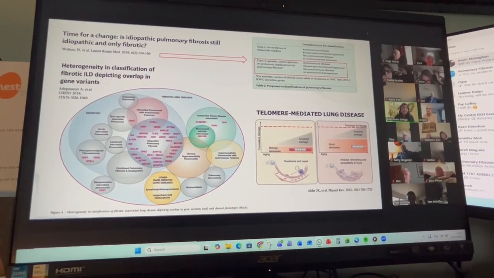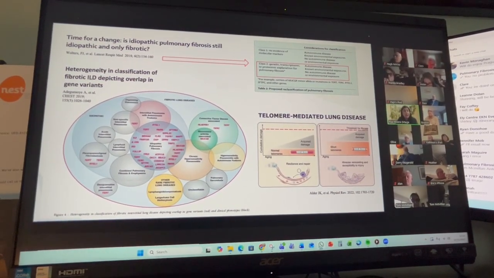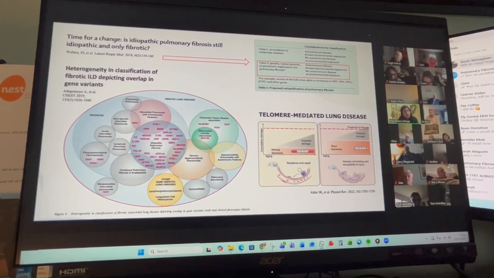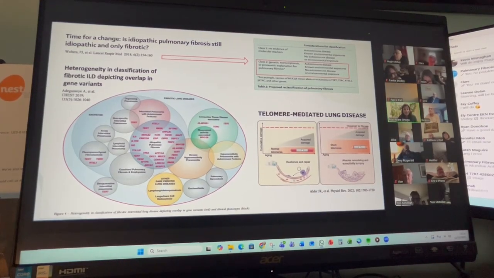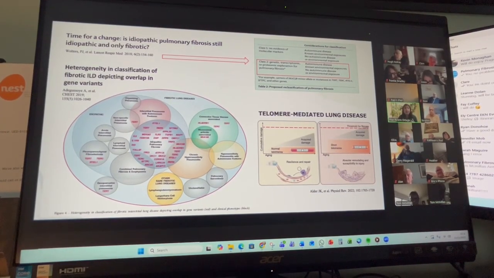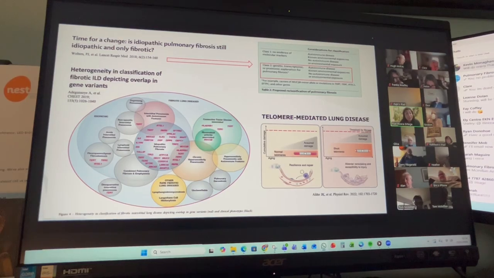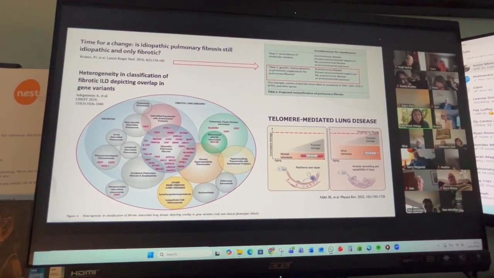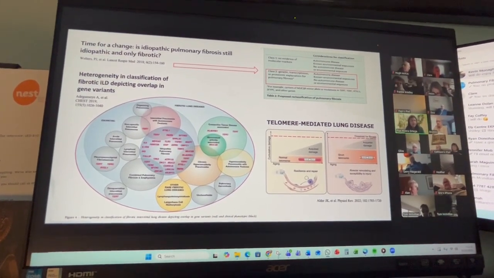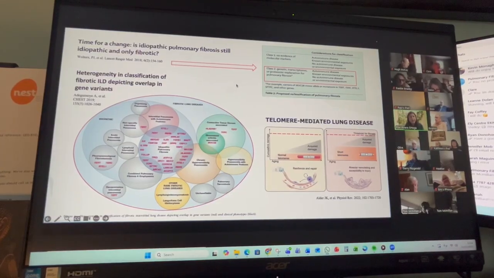That is why it's really important to understand how our genes work. If we inherited a variant in our genes, which in the past we used to call a mutation, but we don't call it mutation anymore because it sounds a bit bad, doesn't it?